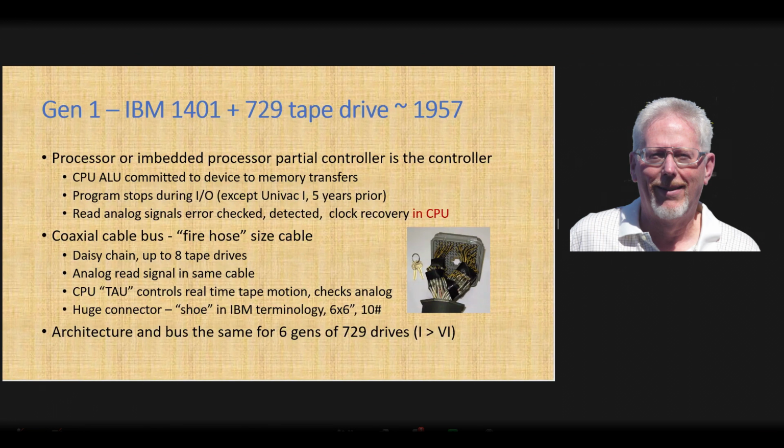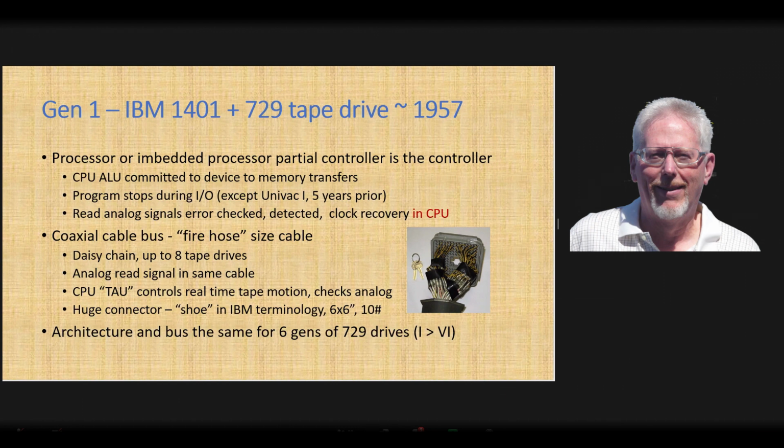So when we look at the first generation, I love to look at the IBM 1401 as a canonical and incredibly important computer. More than half the computers in the world were 1401s at one time, and the 729 tape drive. So that machine was totally dedicated to doing I/O when you wanted to do an I/O. The CPU ALU managed everything. The programming stopped. There was one exception prior to the 1401 and the early 700 series IBM systems, which was the UNIVAC 1, which had fully overlapped I/O. They're kind of a genius architecture of the time.